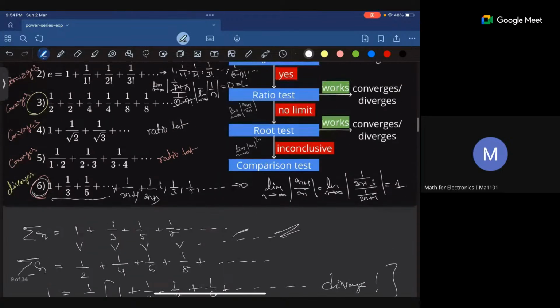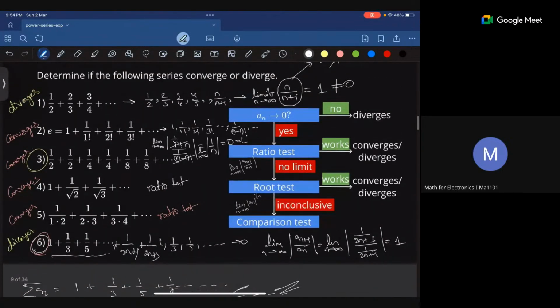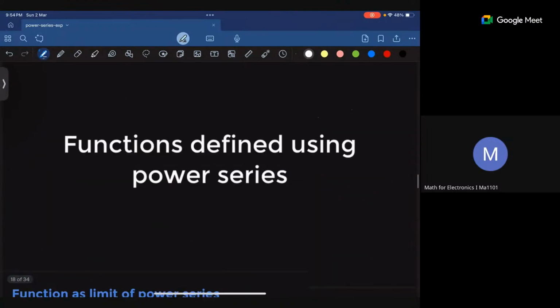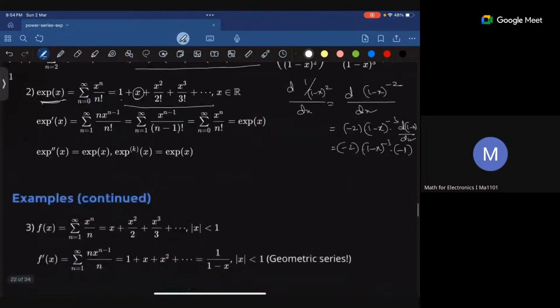So problem 6 uses the comparison test. Problem 5 you can use the ratio test. Problem 4 also the ratio test. Problem 3 you cannot use the ratio test, you can only use the root test. And problem 1 we can decide straight away from the limit itself. I hope whatever I discussed is clear.